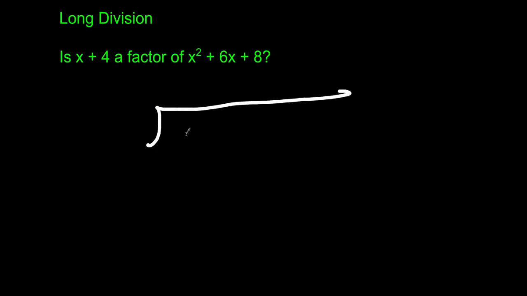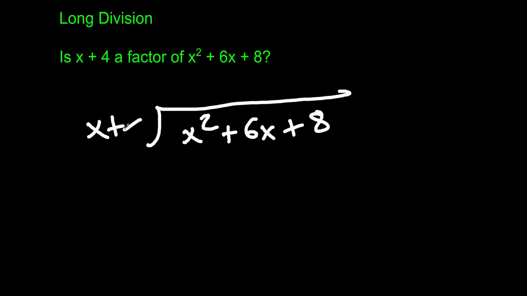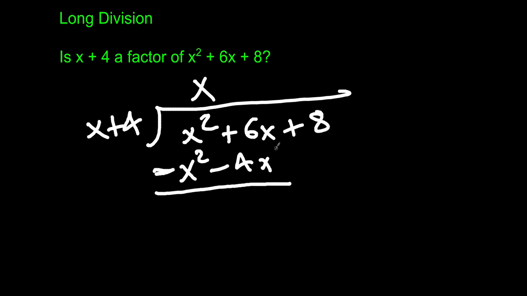The same thing is true here. If I divide x squared plus 6x plus 8 by x plus 4, and I get 0 as a remainder, then this is a factor. So let's do that. x goes into x squared, x times. You do x times x plus 4 and you get x squared plus 4x. Remember, we need to subtract this. So if you're subtracting it, you change the sign on both.